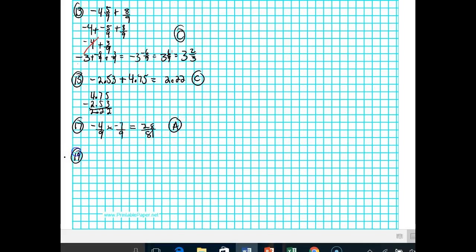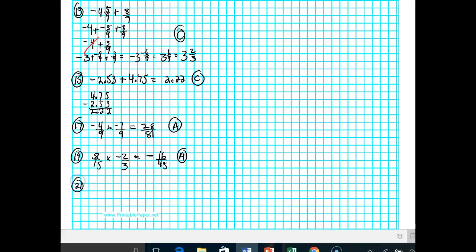19. We have 8 over 15 times negative 2/3. So again, looking to cross cancel, unfortunately you can't. So we should get negative, because I only have one negative, 16 over 45. And that is answer choice A.